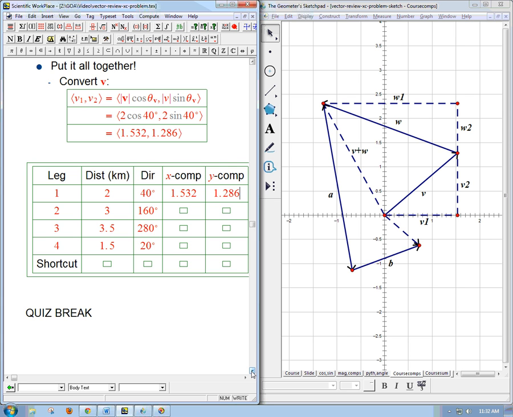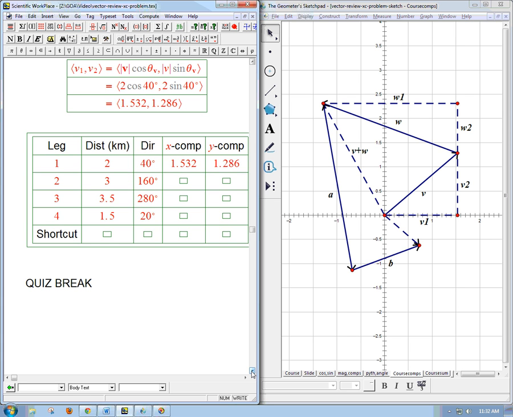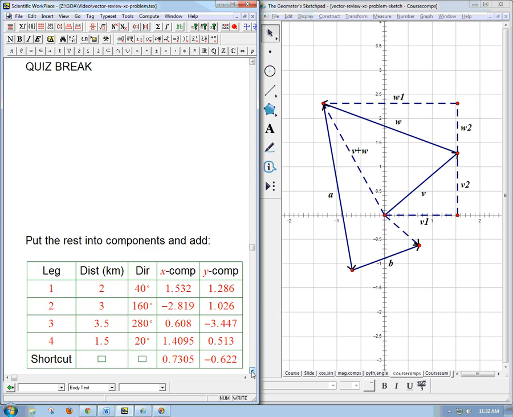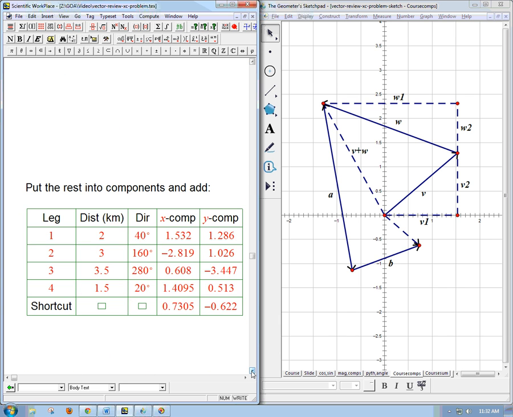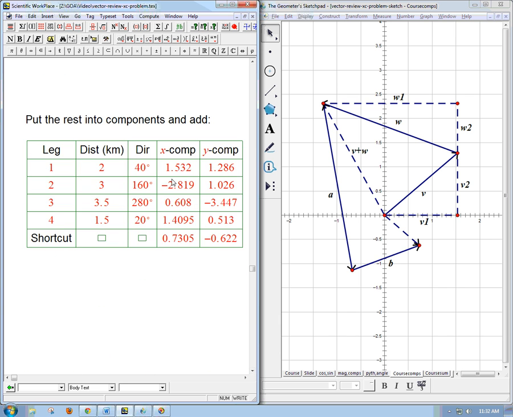Okay, you're back? Oh, good. Welcome back. Okay, so now let's just look at what happens. I'm not going to bore you with doing the calculations in front of you. To get the component information for the other legs of the cross-country course, these are the components of W, A, and B. So that's the end of step 1 of this process, converting from magnitude and direction into components.